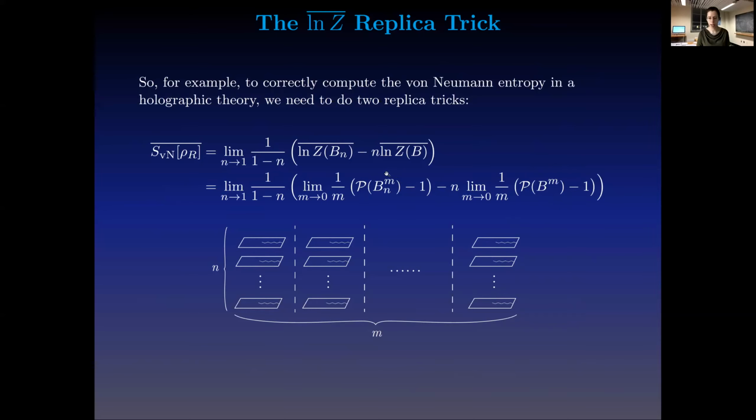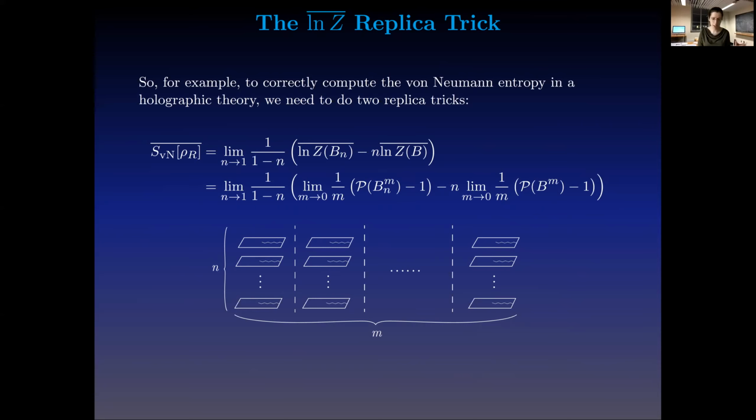What is meant by P of B sub n to the m is m copies of this B sub n geometry, which again is this n-sheeted replica geometry, which is cyclically identified along the cut R. So this mess here is meant to denote what happens. This is the n-replicated geometry, and we get m different copies of it. This corresponds to B sub n to the m, this thing over here. And so the correct calculation of the von Neumann entropy holographically really has to involve two compounded replica tricks.